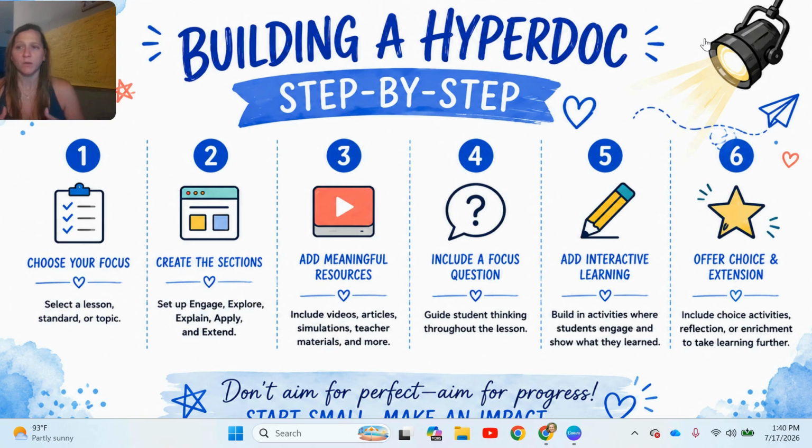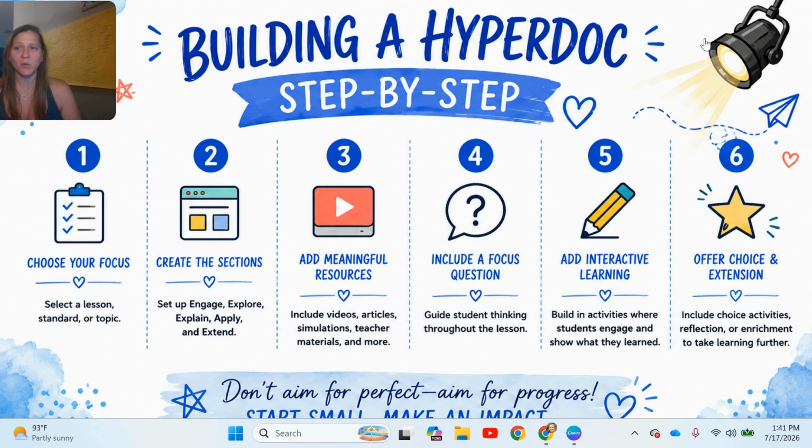Fourth, you're going to go through and include a focus question. After completing your HyperDoc, what should students now be able to answer? Fifth, add some interactive learning. Build in activities where students actually engage with what they learned. Maybe they're typing something in. Maybe they're dragging and dropping. Maybe they're finishing a sentence.